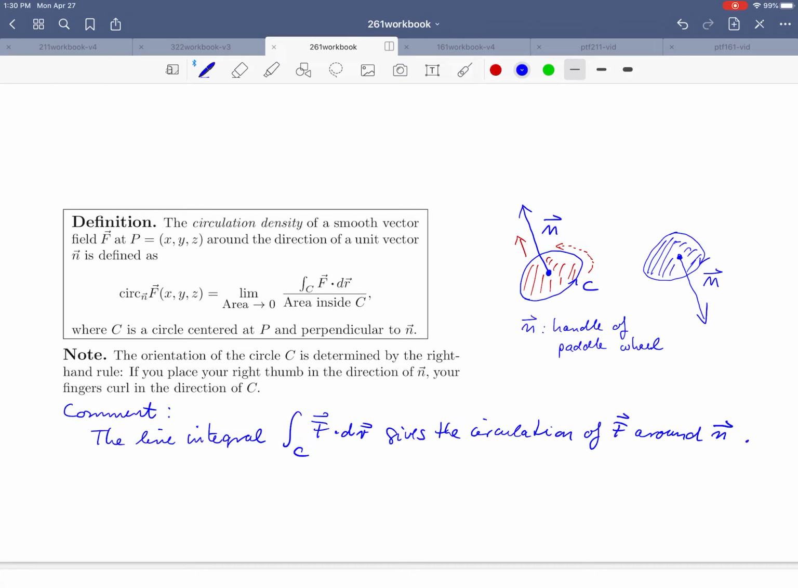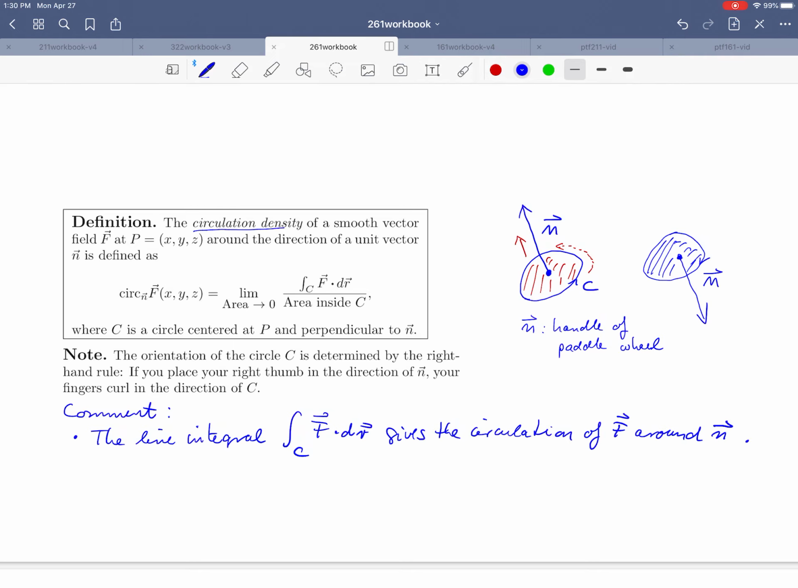Now, the next step that I want you to consider is, imagine the pedal wheel has long pedals or short pedals. That will influence how big my curve C is, and that may influence how big this line integral is. But if I want to know how much rotation is there in a vector field, I want to know what is happening at a point. So really the idea that we are after is more of a circulation density. We would like to know what is happening at a point in the vector field. And so that's our next definition right here.